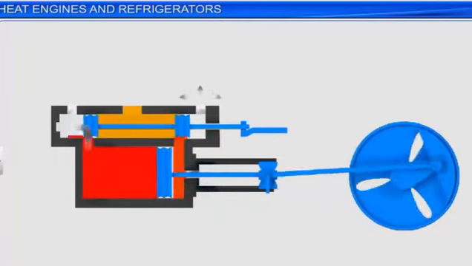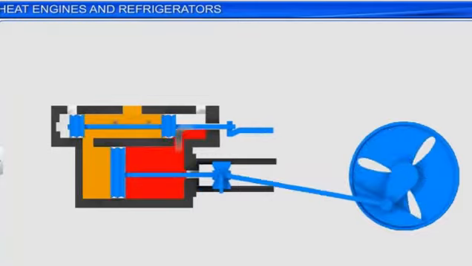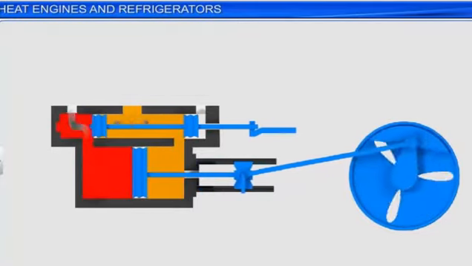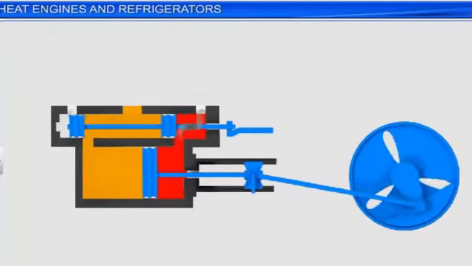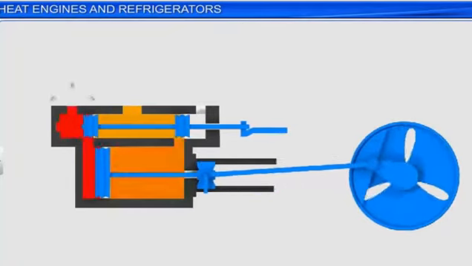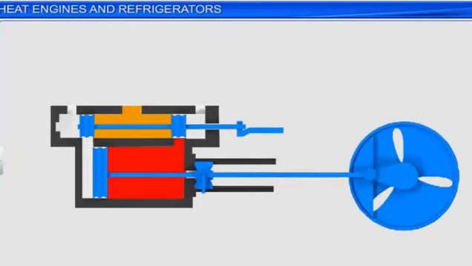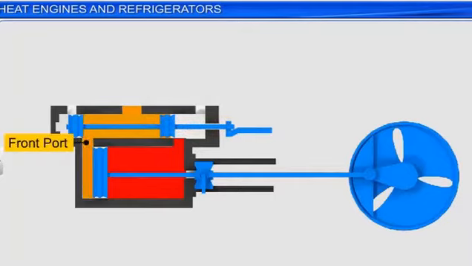Since the required steam is generated in an external furnace, this is called an external combustion engine. Steam at a very high temperature is allowed to enter the chamber through the steam inlet. Let us start with the position where the sliding valve is in front of the front port and allows steam to enter the main cylinder through it.